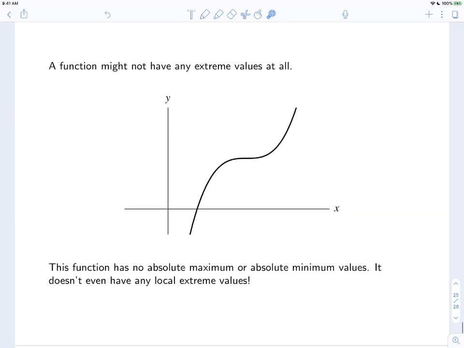Of course, there are some functions that don't have any extreme values at all. This function continues on increasing, and as you go to the left, it falls away like that. So this function is unbounded above and below. It grows without bound as x goes to the right, and it falls without bound as x goes to the left. And so there is no absolute maximum or absolute minimum value. There isn't even a local minimum or local maximum value.